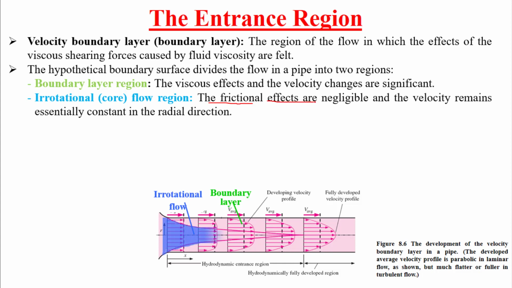In it the frictional effects are negligible. We are far away from the pipe surface, and the velocity remains essentially constant in the radial direction. So if I ask you to define the irrotational flow region, you must say that the friction effects are negligible and the velocity remains constant in the radial direction. Here we are dealing with the radius, so the velocity remains constant. And this region vanishes once we enter the fully developed region.